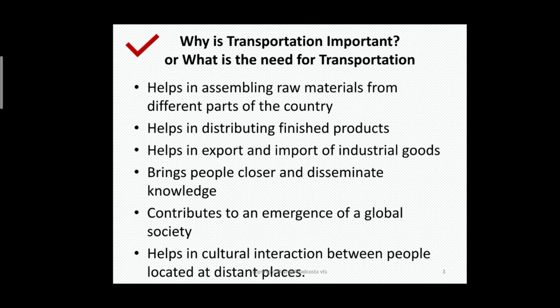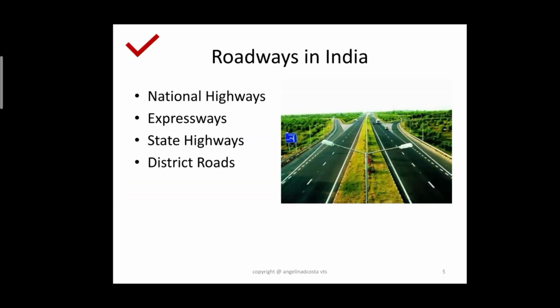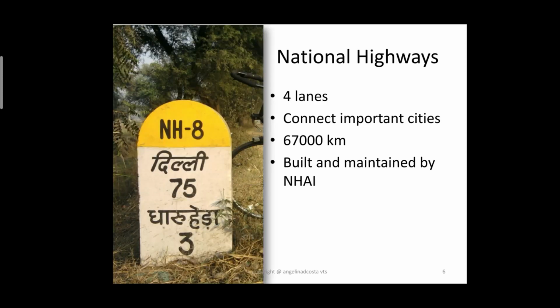We begin transportation with roadways. Roadways in India. When we look at the roads in India, we basically have four main roads: national highways, express highways, state highways, and district roads. National highways. National highways usually have 4 lanes. They connect important cities and are built and maintained by the National Highway Authority of India.